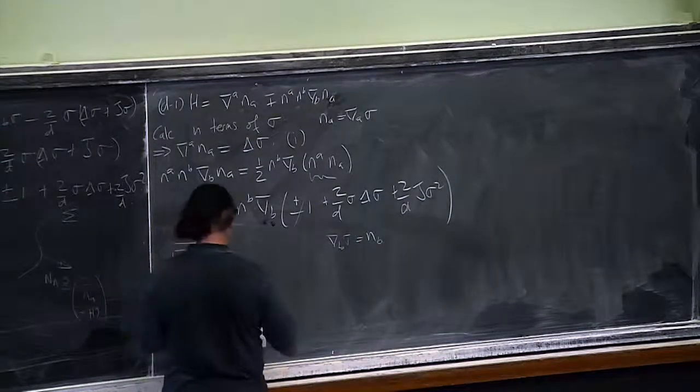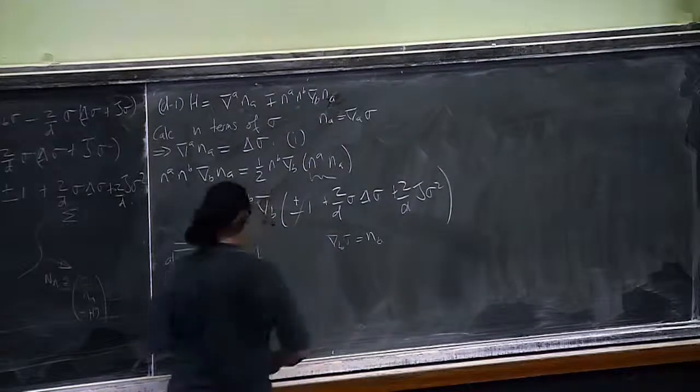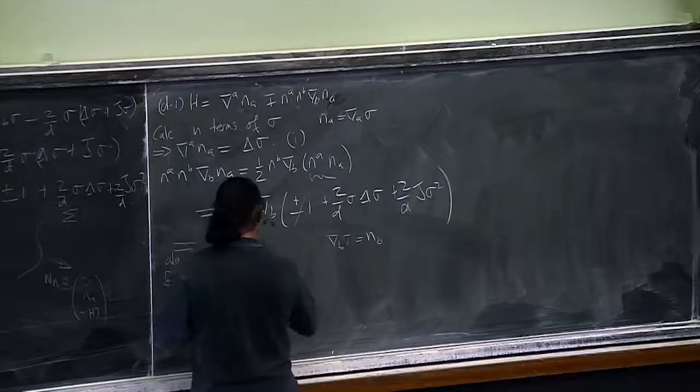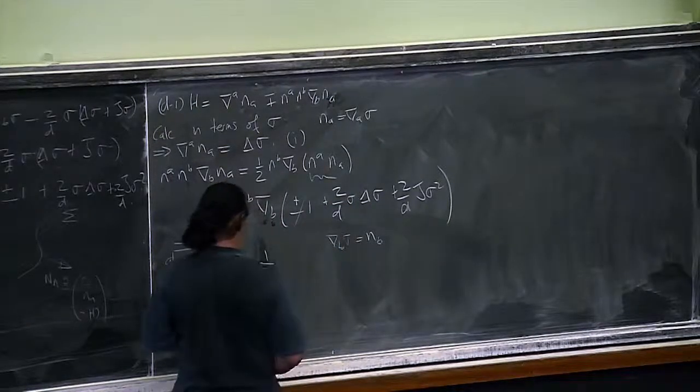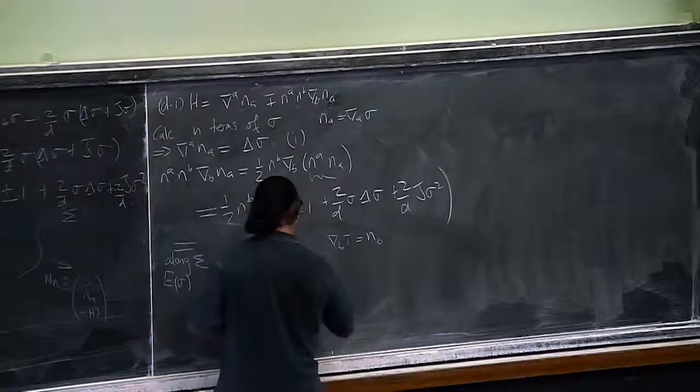So this is going to give us, what's this? The 2 is going to cancel with the 2. So we're going to get a 1 over D plus or minus Laplacian sigma.